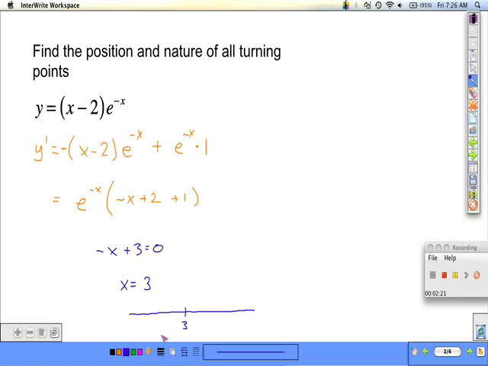If we plug a number like 0 into this derivative, we get that the left side of 3 is positive, meaning the function is increasing. If we plug 4 back into the derivative, a number to the right of 3, we get a negative value, which means the function is decreasing, which makes whatever point is at 3 a maximum.